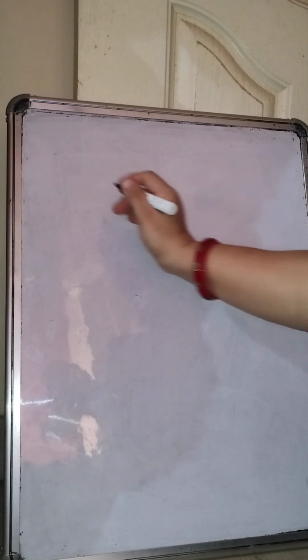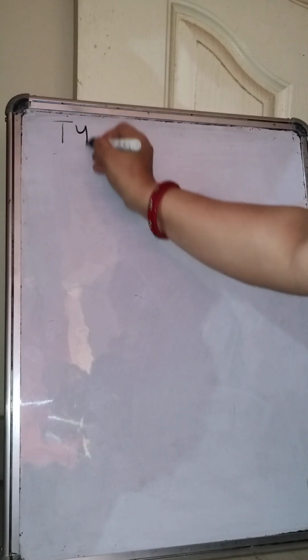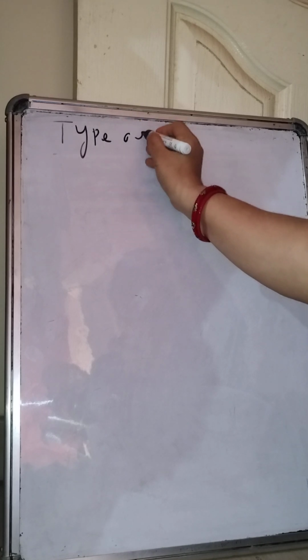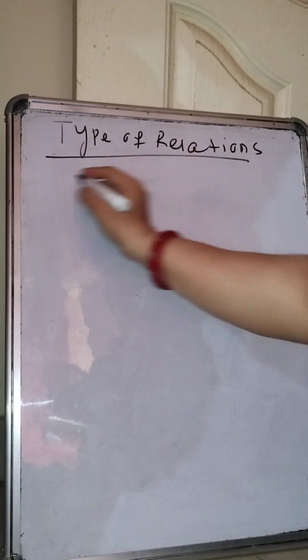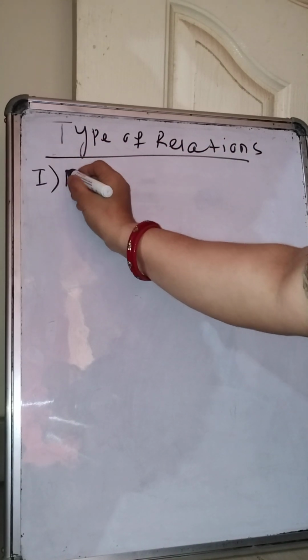So today we will discuss types of relations. Already we discussed them previously, but today through examples we will discuss details about the types of relations. Type of relation, first is the empty relation.